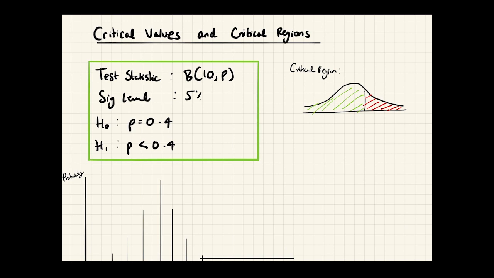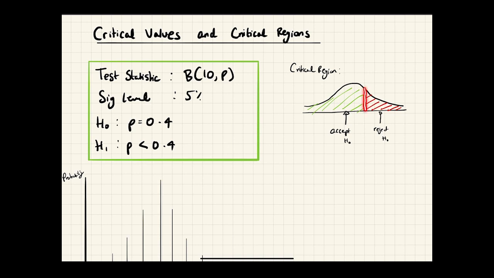And my test statistic fell over here. Now, if my test statistic falls here, then I will accept H0. But if my test statistic falls anywhere within this red area, then I'm going to basically reject my null hypothesis. So these are the two different outcomes you can have. And the critical region is basically this whole shaded red area.